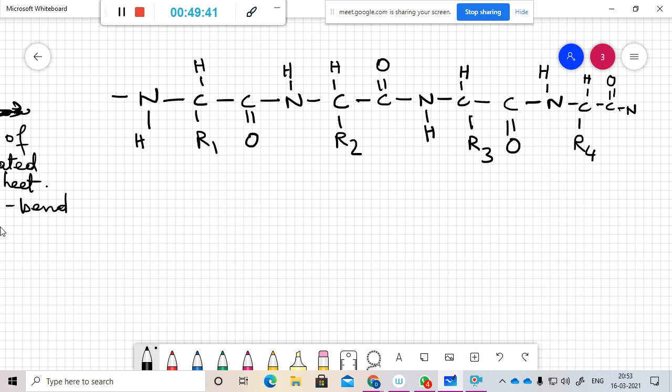I am just drawing one after the other. NH, you have CH, say R5 over here. And now say from this oxygen and this hydrogen, there is a hydrogen bonding attraction.